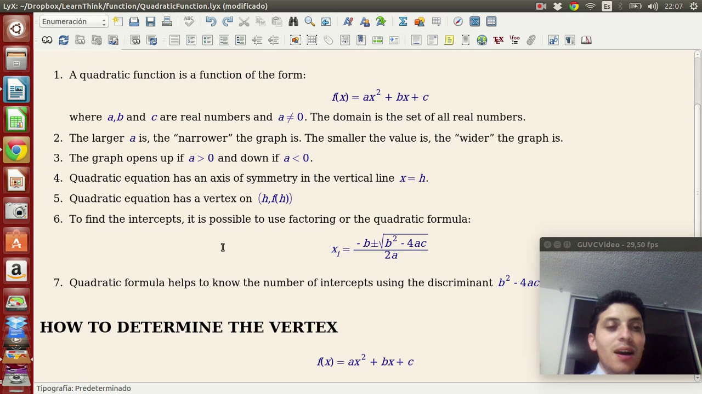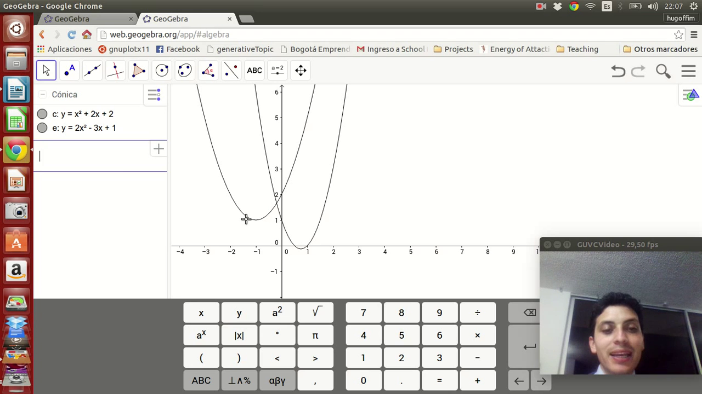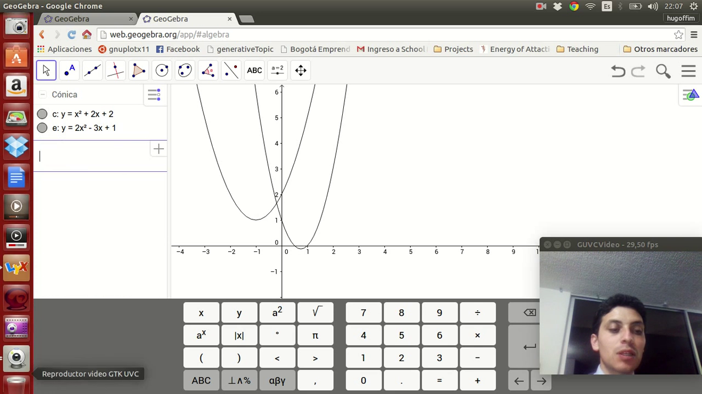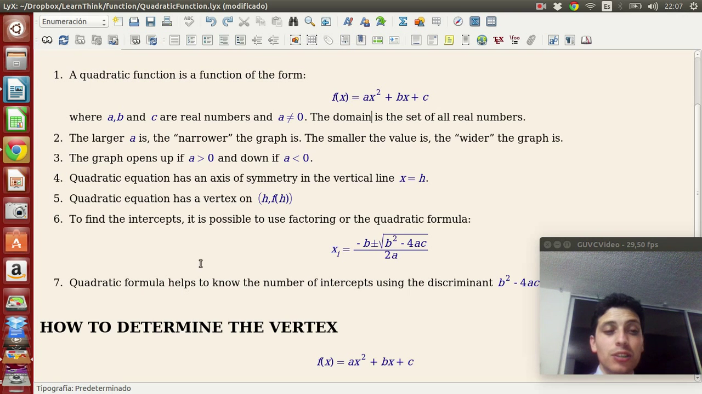Now, a quadratic function has a vertex at (h, f(h)). What is this point? This point is exactly on the line of symmetry. Okay, this point in this case is the minimum point of the function, and if a is negative it would be the maximum point of the function. So this is the vertex of a parabola, or the vertex of a quadratic function.